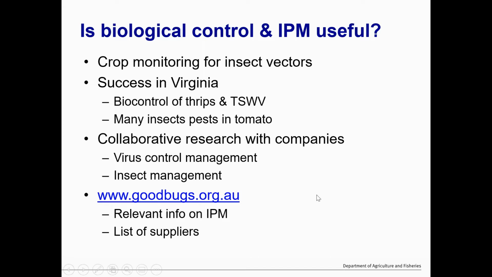Biocontrol and IPM are very useful. You need to monitor your crops. There's been success in Virginia with spotted wilt and thrips. We're doing collaborative research with companies on strategic insecticide use. That website's really good for all of the suppliers for IPM.